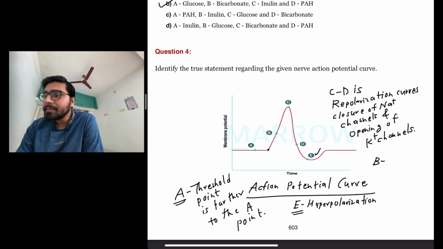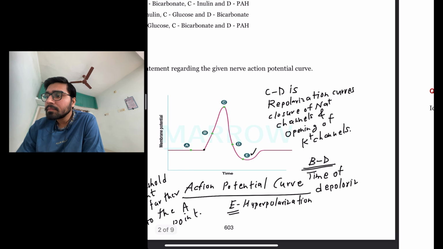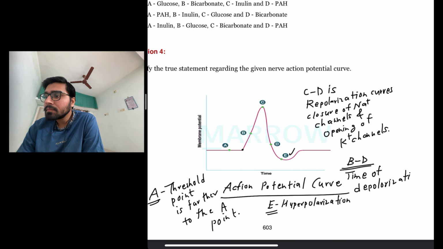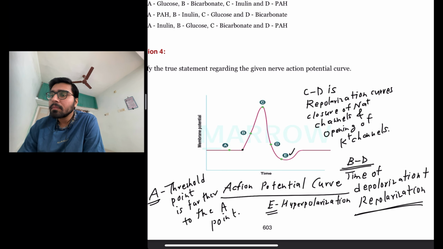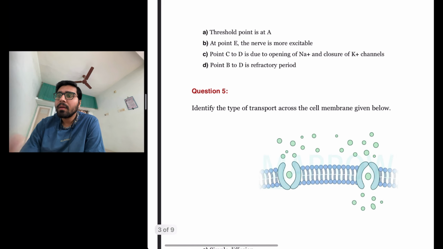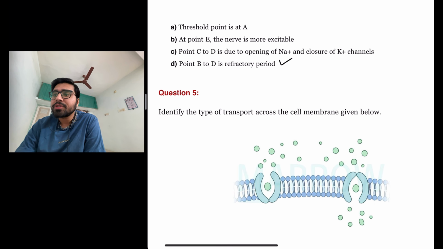Point B to D is actually time of depolarization plus repolarization. So yes, it is suggestive of refractory period. So this statement is true.